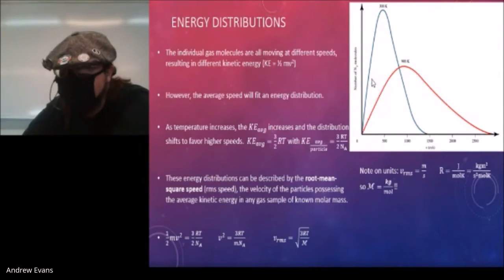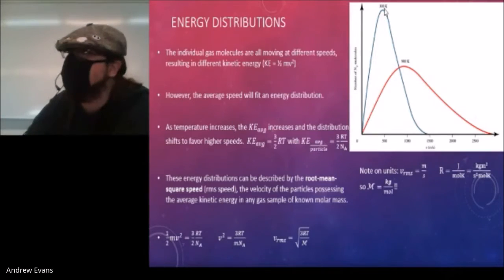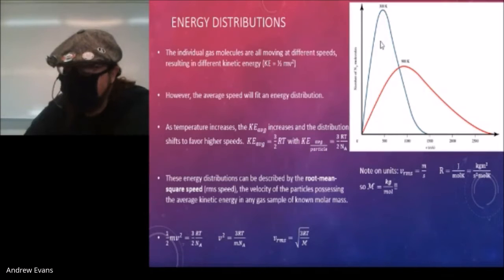But not all gas molecules are moving at the same speed. We actually have a distribution curve of speeds depending on the temperature. The higher the peak, the more gas particles are moving at that speed. But at any given time, there's gas particles almost at a standstill, and there's gas particles moving really, really fast, but the majority of them are somewhere in the middle.